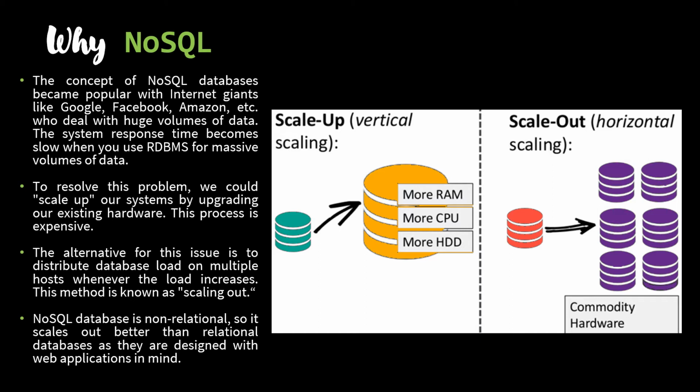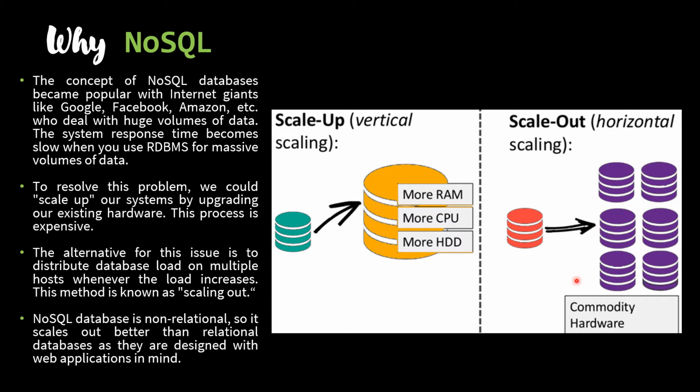Okay, let's look at the figure here. We have scale up and scale out. Let's look at the traditional RDBMS. It uses scale up, vertical scaling. For the alternative, the distributed database runs on multiple hosts, so we use scaling out.